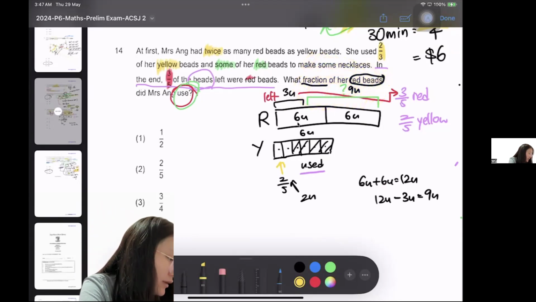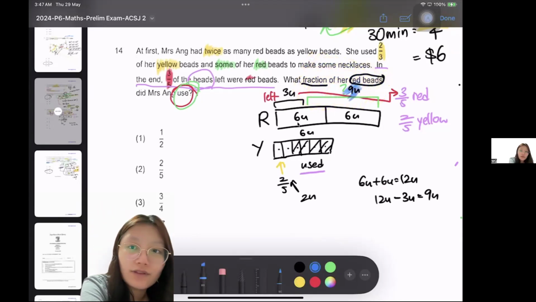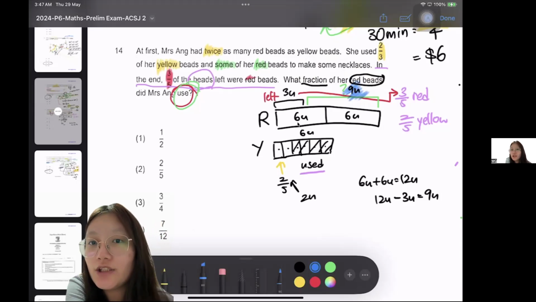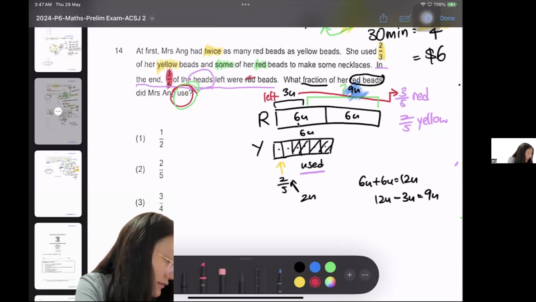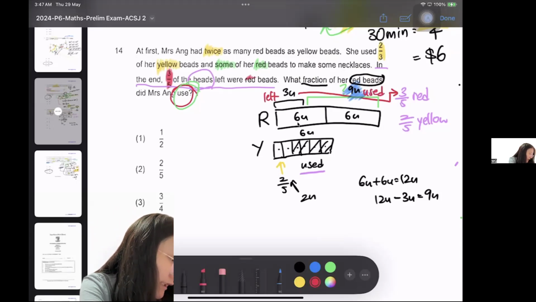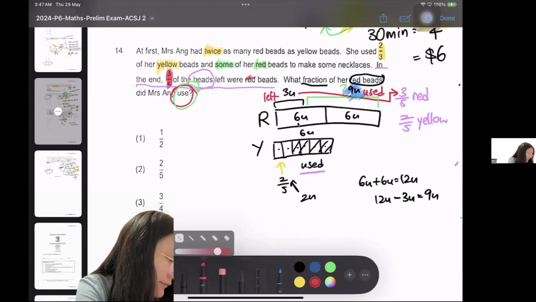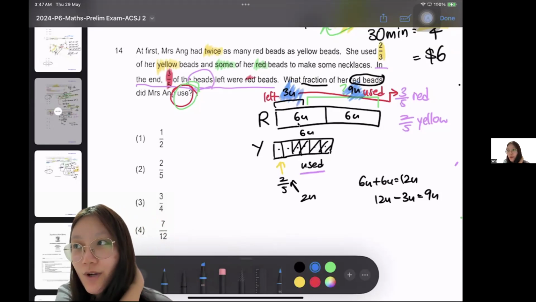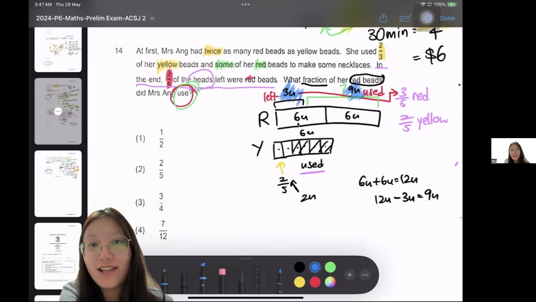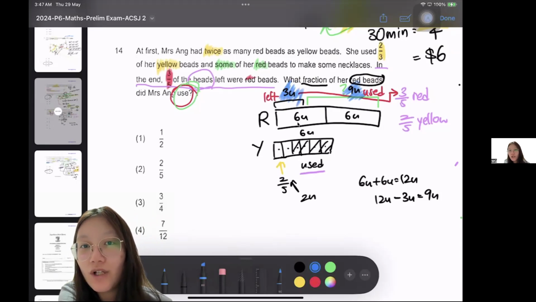So you have 2 amounts, 2 parts here, right? First, you got the 9 units, which is what she used. Okay, the 9 units is what she used. And then you also got the 3 units, which is what she is left with. So you must find use over left is how much.